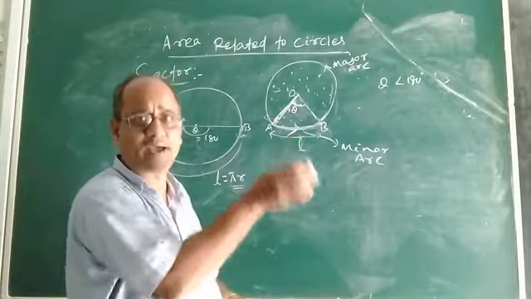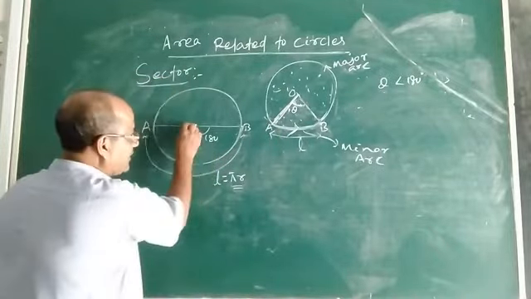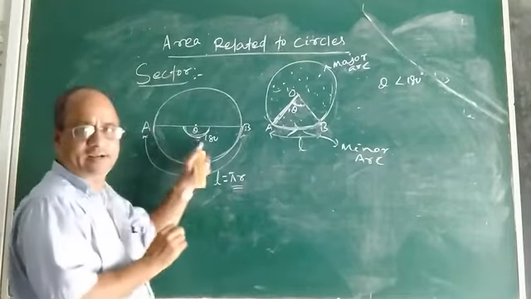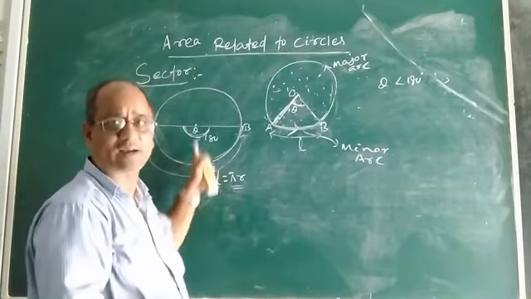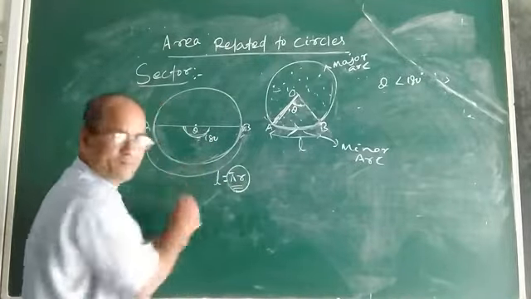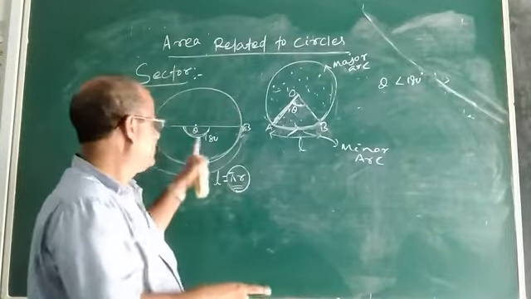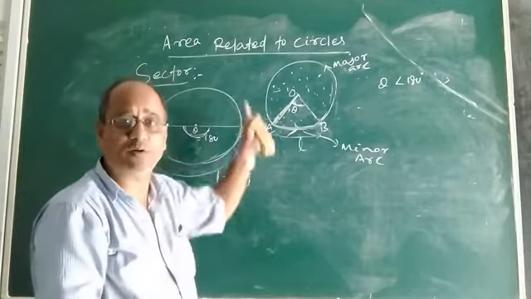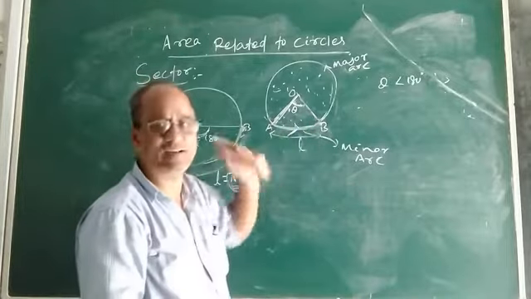Look at here, the angle subtended by this arc, this semicircle, at the center is 180 degree. When the angle subtended at the center is 180 degree, the length of the arc is pi r. Then, if the arc subtends angle theta at the center, what will be the length of the arc?